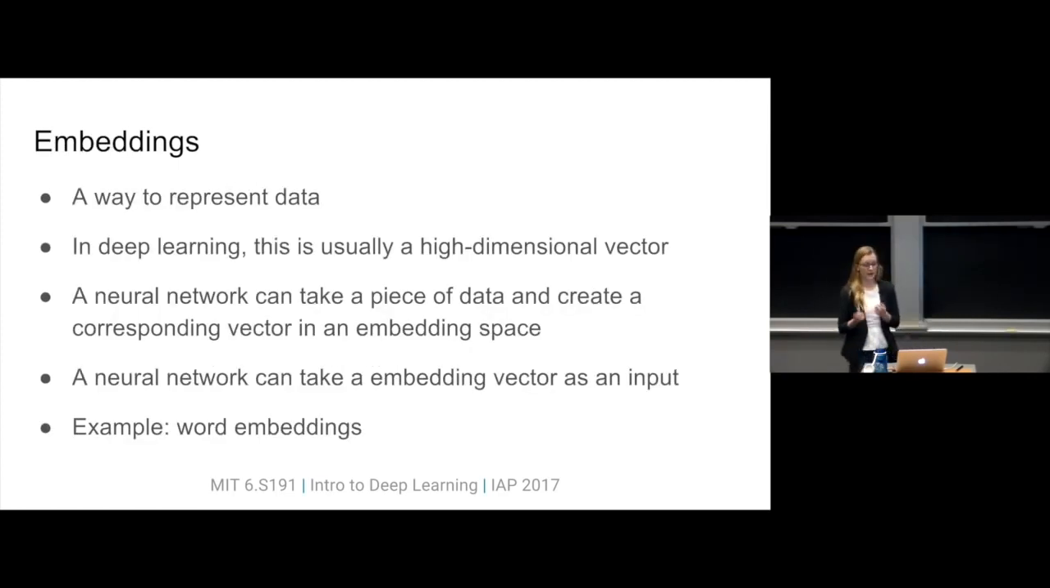And next up, embeddings are just a way to represent data. And in deep learning, what we usually mean by this is a high-dimensional space where each piece of data is a vector. So we could use a neural network to train an embedding where we're converting a piece of data into this high-dimensional space. But we can also use a neural network to take an embedding vector as an input. And so we can use this to sort of convert between modalities.